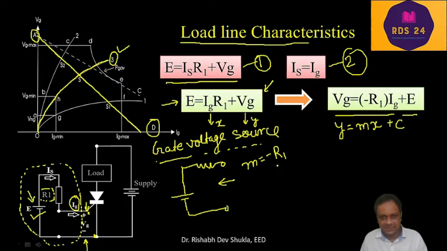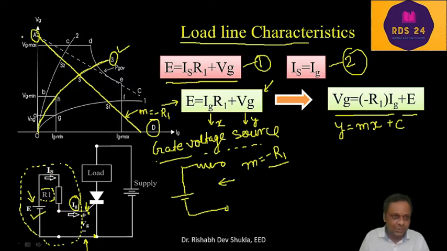What is R here? R can be taken as the effective resistance or internal resistance of the source, or the circuit series resistance. The whole circuit series resistance can be taken as R1. So minus R1 will be the slope of this line. So we have drawn this line with a negative slope. This m will be minus R1.